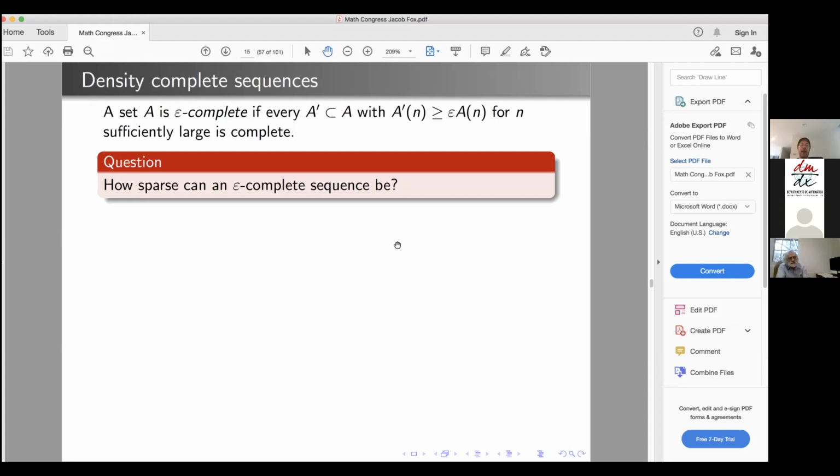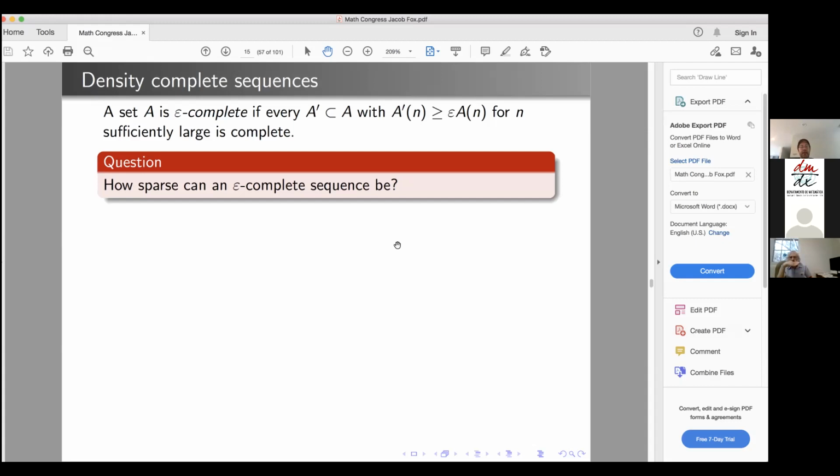That is, you have a set A and A prime is a subsequence of A so that up to N, you get at least an epsilon fraction of the elements of A. Whenever you have such a subset or subsequence, if it's always complete, then you call the original set A epsilon complete. So this is a density notion.